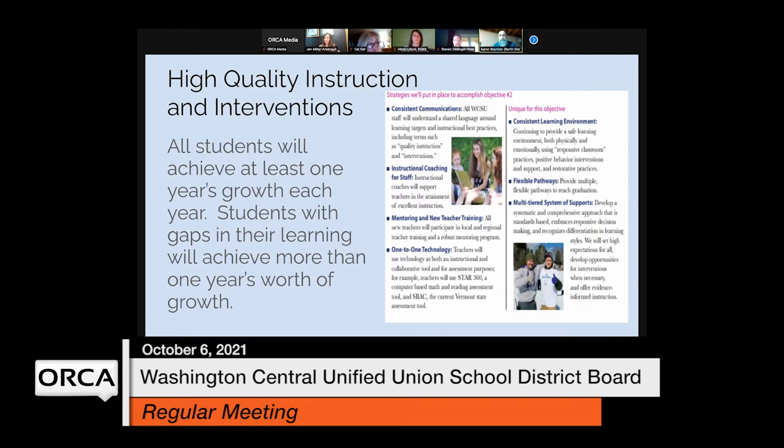our technology infrastructure, other tools like our Google platform, Canvas, Infinite Campus, Seesaw, even the pandemic helped us really almost force us to learn some of these online platforms a little bit better. So teachers are more comfortable and students are more comfortable using technology as a means of learning.